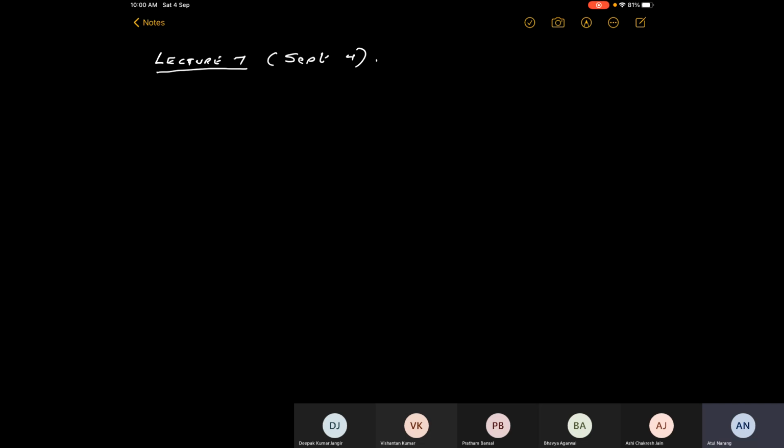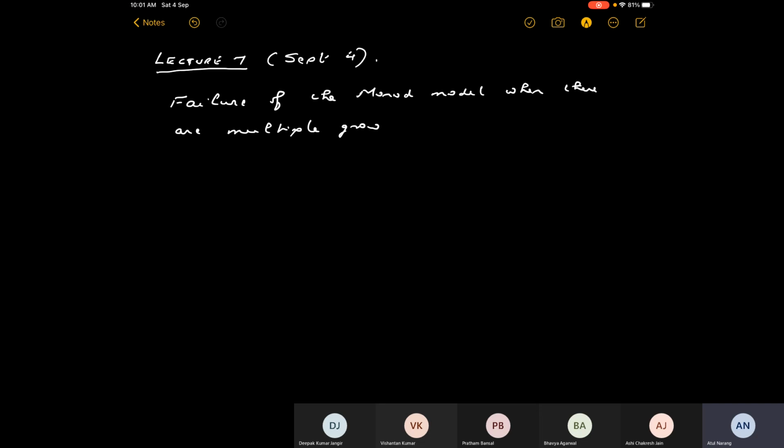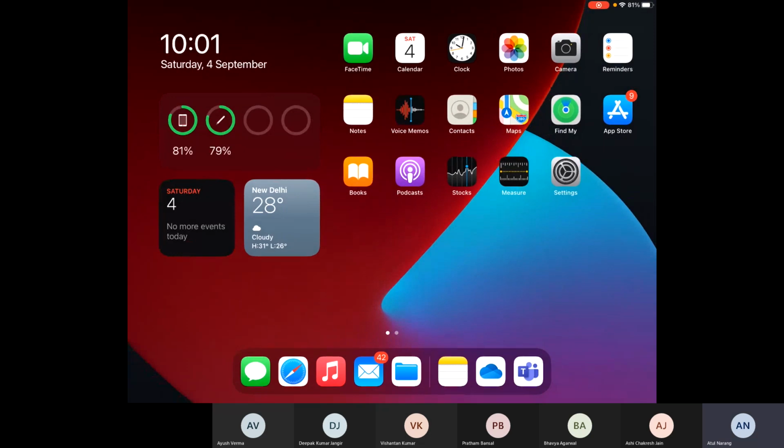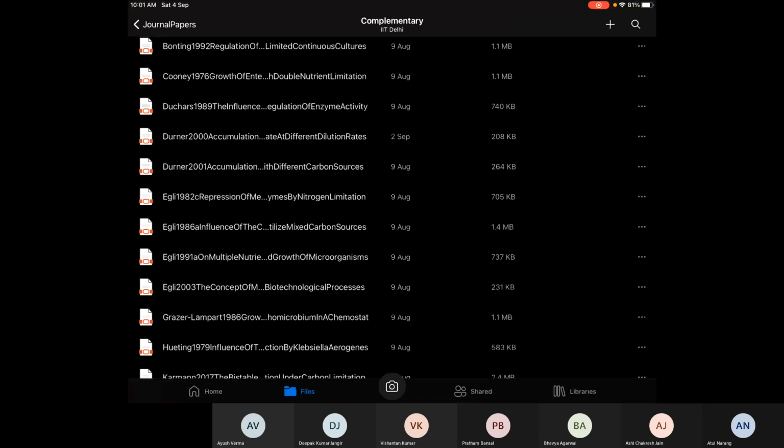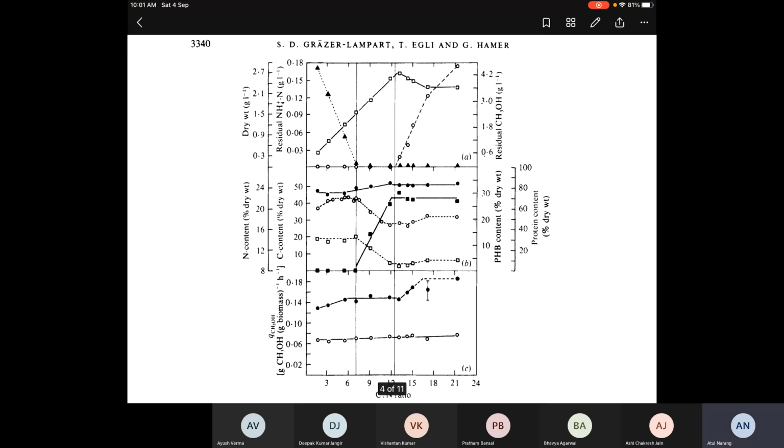And the next example that I want to cover, this is the next example where the Monod model fails, and again you have to add one more equation. This is, as I pointed out last time, failure of the Monod model when there are multiple growth limiting substrates. And this I started explaining last time by showing you the data.